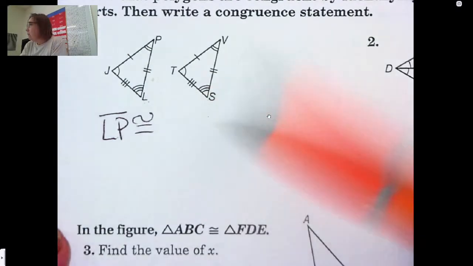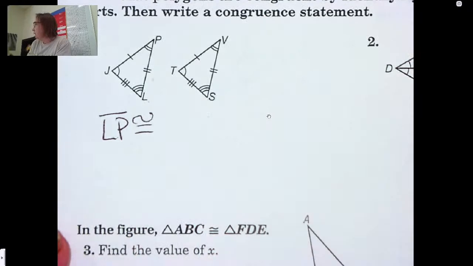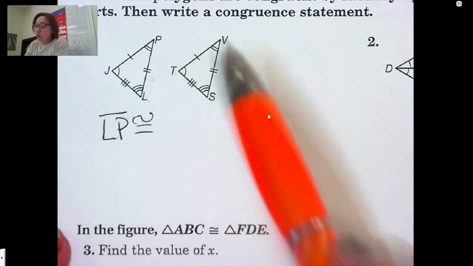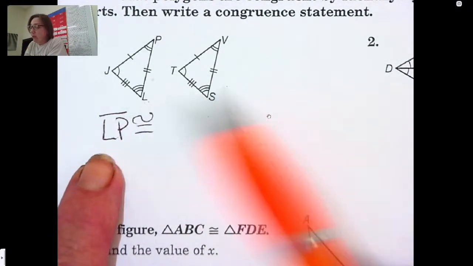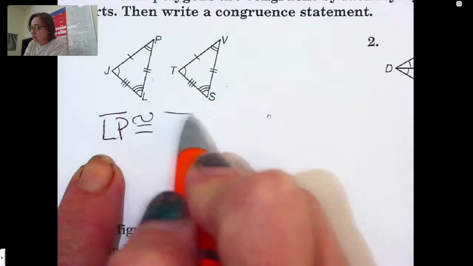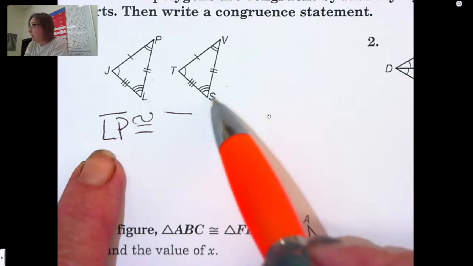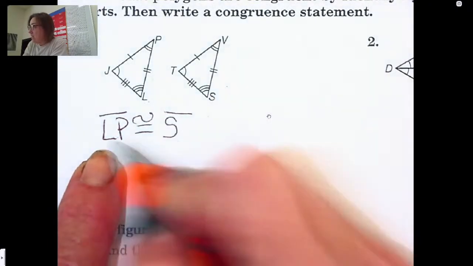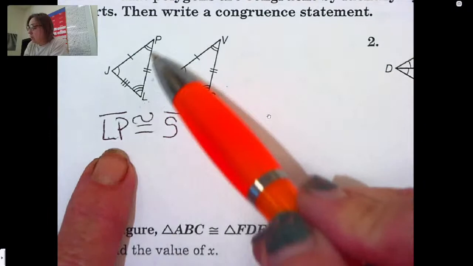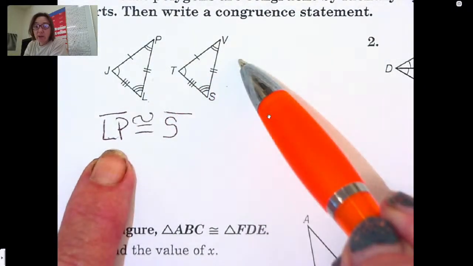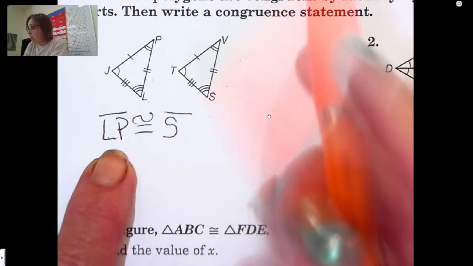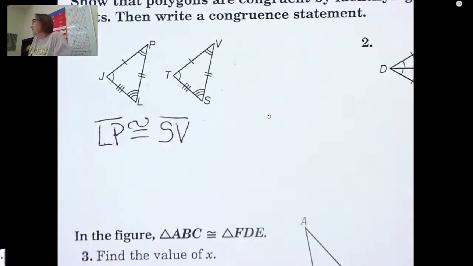Then when we write the segment from this other one, we don't worry about if it's in alphabetical order. We worry about which angle matches up to it. So which angle from this triangle matches up to L over here? Which angle is the same? S, right? So you put S first because S matches to L. And then what angle is congruent to P in this triangle over here? V. So you put V second. See, now it is alphabetical, but that's just a coincidence. Okay? Y'all see what I'm saying?